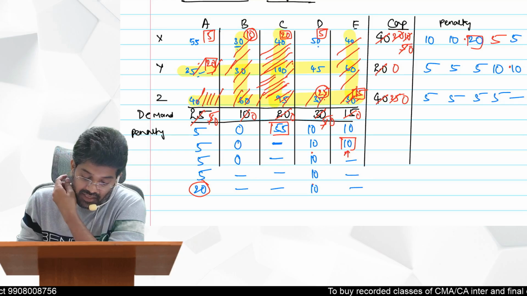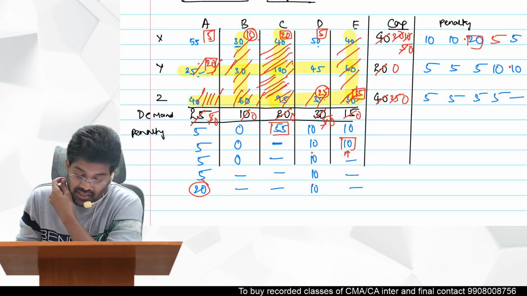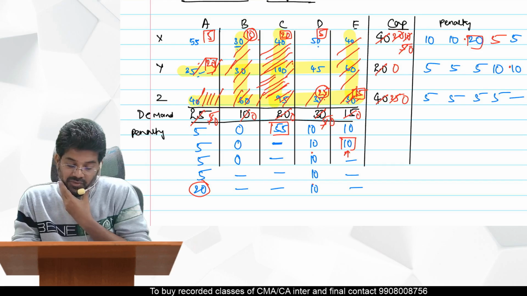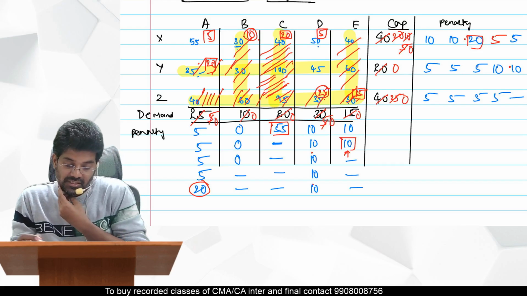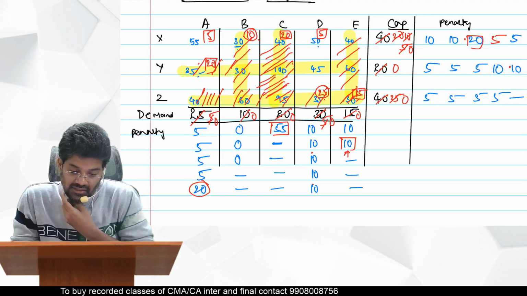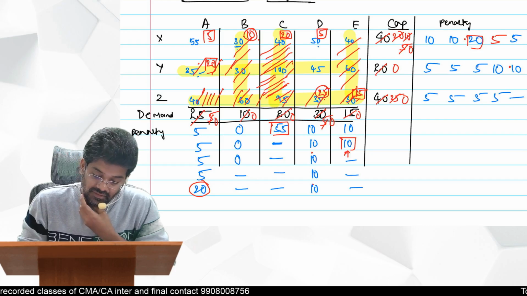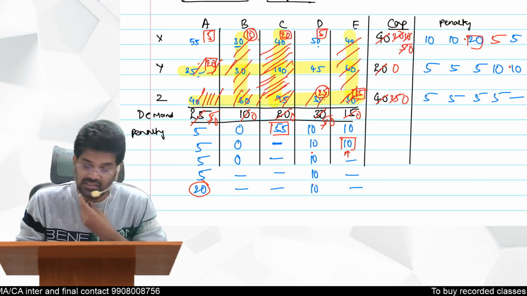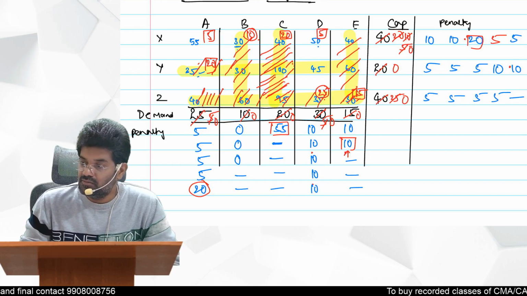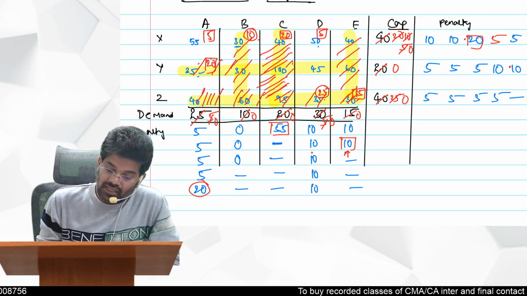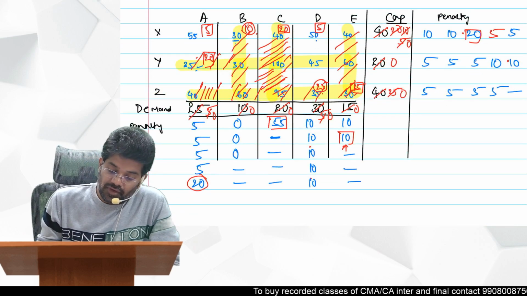How many allocations are done? 1, 2, 3, 4, 5, 6, 7 allocations are done. 7 allocations. M plus N minus 1. So M is 3, N is 5. 5 plus 3, 8. 8 minus 1, 7. So 7. Yes, we can move forward. So done. This is your initial solution as per VAM.